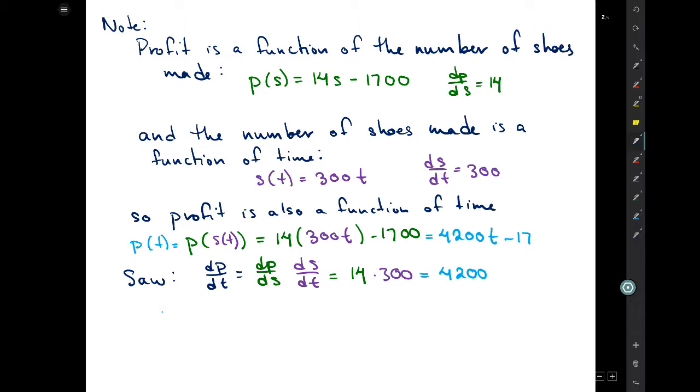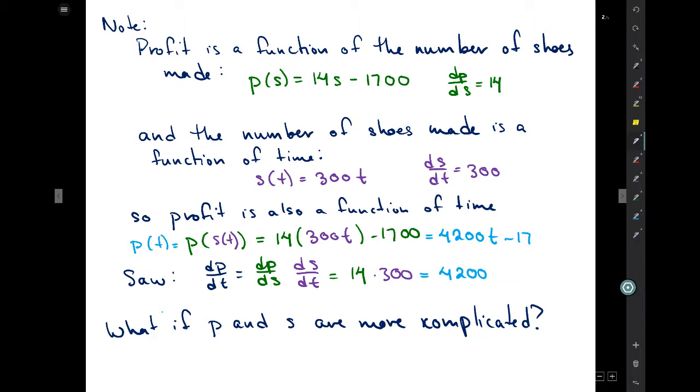So again, really what I'm pointing out is just how our intuition behind this makes sense when we start using actual functions. When we start using actual functions, we see that, yeah, we can still just multiply dP/dS and dS/dT. So these are relatively simple functions. What happens if P and S are more complicated functions? What does it look like then? Can we still just multiply?